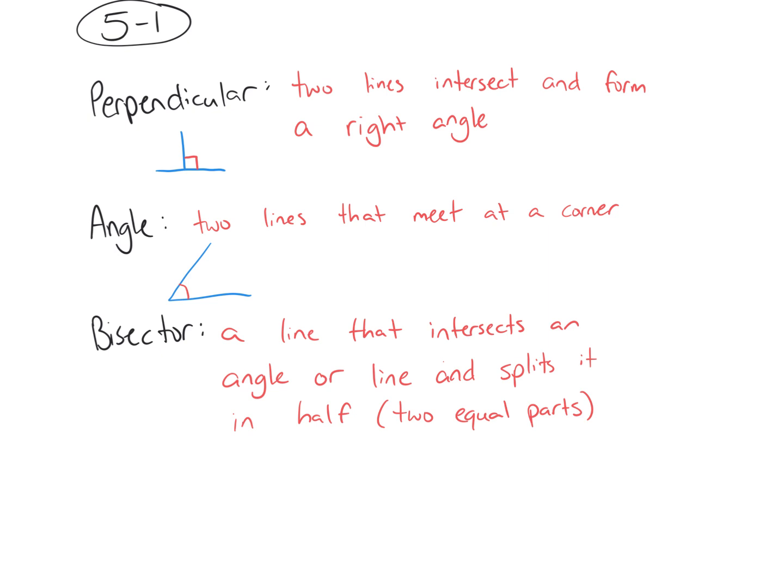So, knowing those three words, today we're going to talk about a perpendicular bisector and an angle bisector. Okay? First one we're going to talk about is a perpendicular bisector. Again, perpendicular means what? Creates a right angle, right? What does bisector mean? Splits it in half. So that's what we're going to do.